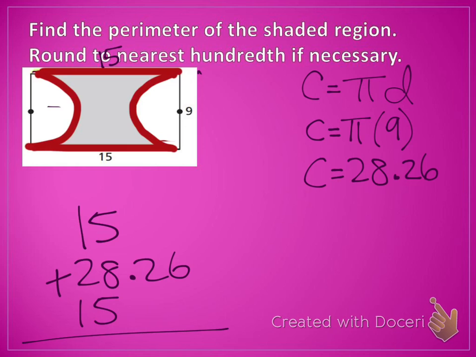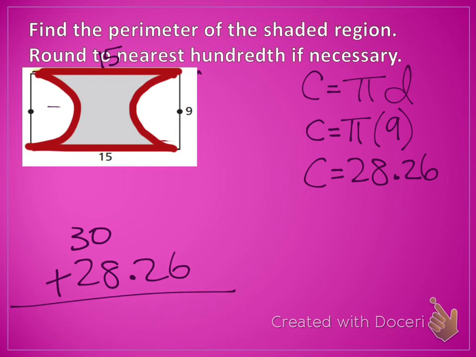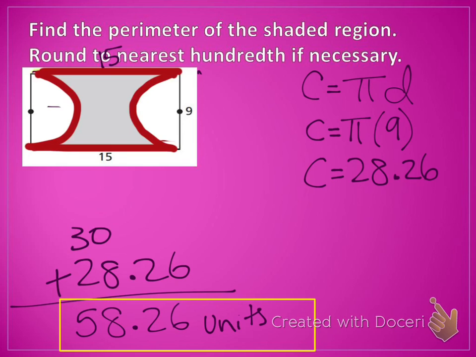What Kevin did, and you can do this, what's 15 plus 15? 30. It just helps you're adding a little bit. So 30 plus 28.26 is correct. And it would be units. It doesn't say. So units. Not squared. It's not area, yeah.